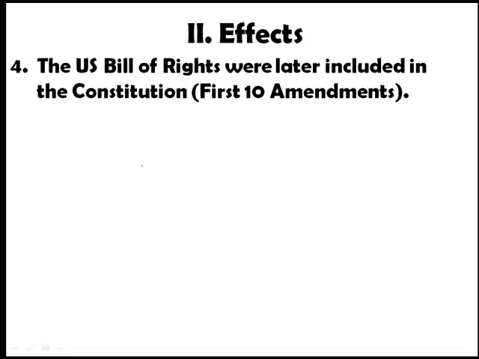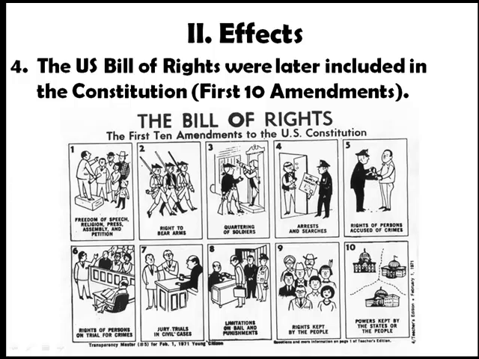Now, the effect number 4 here was the U.S. Bill of Rights were later included into the Constitution, which we now know as the first 10 amendments. And these first 10 amendments were known as the Bill of Rights, and these were very crucial to give people certain individual rights through the U.S. Constitution. Currently, we now have 27 amendments.